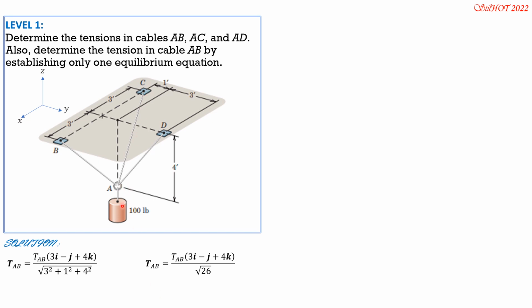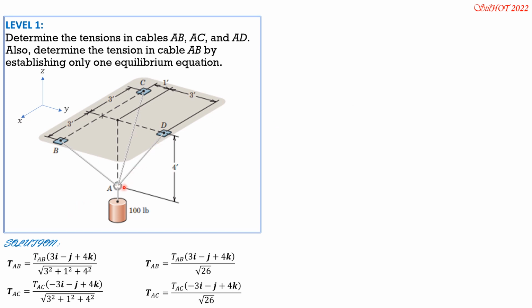Tension AC, A to C is upward along Z, so that's 4K. Along Y -1, so that's -J. Along X -3 backward. So tension AC is magnitude of tension AC, -3I minus J plus 4K over square root of 3 squared plus 1 squared plus 4 squared. So it's the same: tension AC quantity -3I minus J plus 4K over square root of 26.